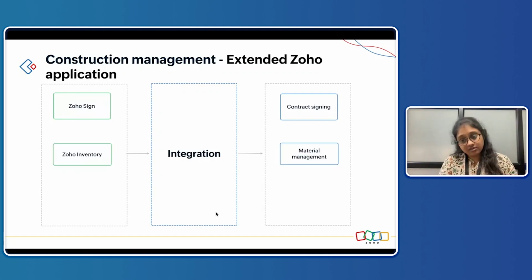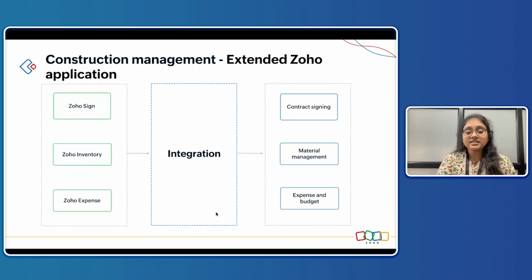And next is Zoho Inventory. We can manage a whole purchase order, sales order of the materials, vendors, everything in a single place, Zoho Inventory, and we can use that data in Zoho Creator to process it further for the task management or labor management and everything. And next is Zoho Expense. I can use Zoho Expense to manage my expenses and the budget, and I can store the information in Zoho Creator as well. So this is how we can consider construction management as an extended Zoho application category.